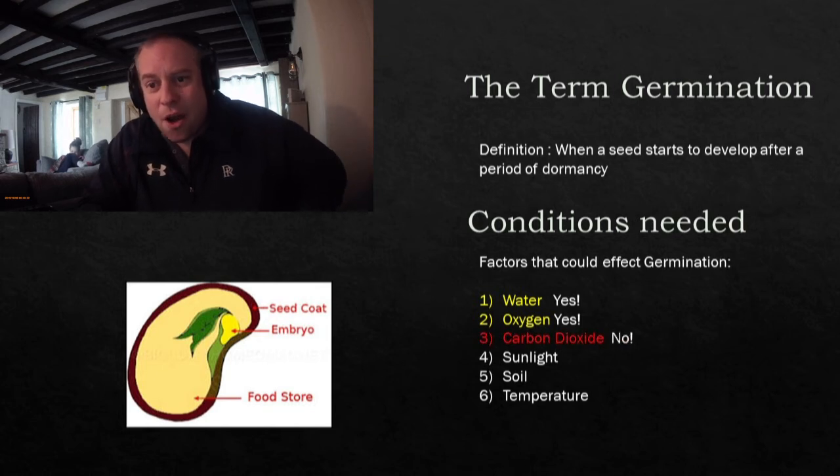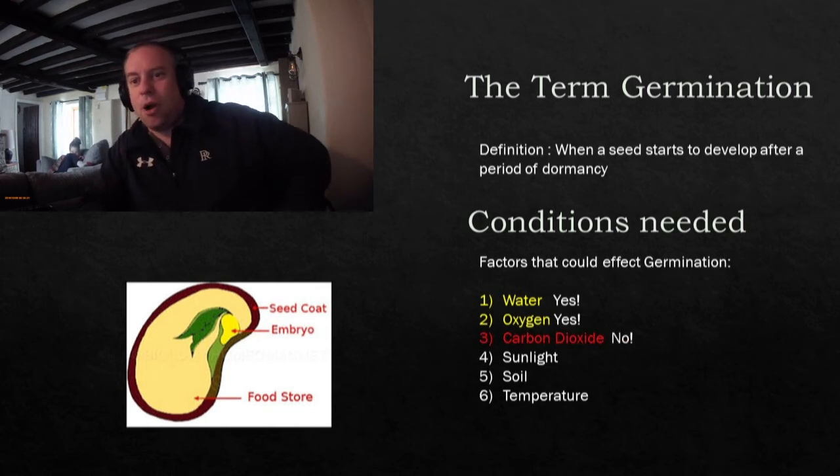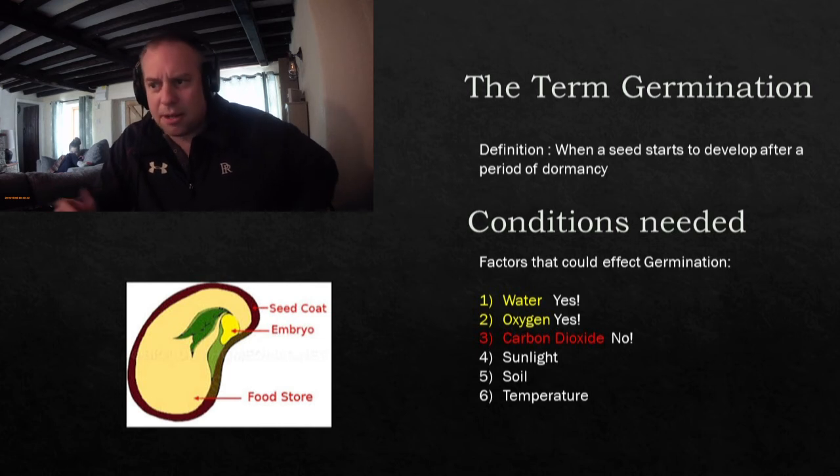Carbon dioxide, no. Now, a lot of people are surprised by this because they say, oh, it's a plant. Plants need carbon dioxide, but they need the carbon dioxide to photosynthesize to make their own food. Seeds don't need to do this because they've got their own food store already there. So they don't need carbon dioxide initially. They do later for photosynthesis, but not for germination.